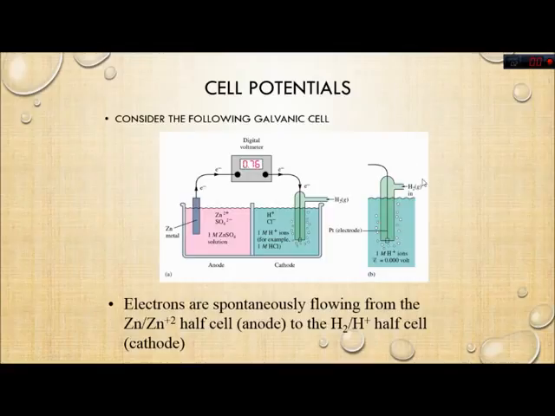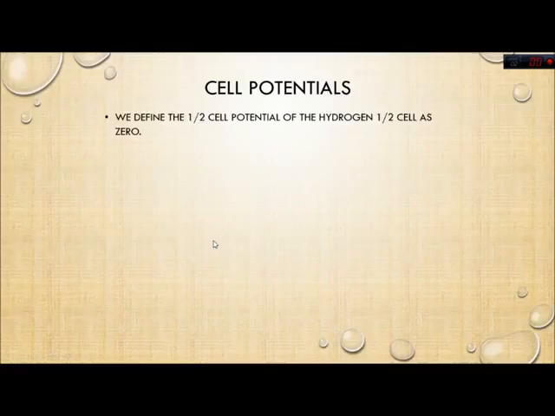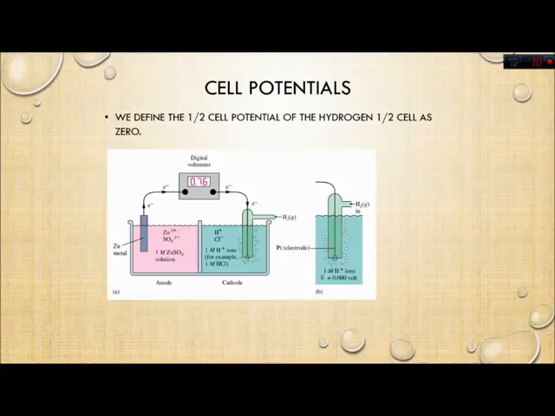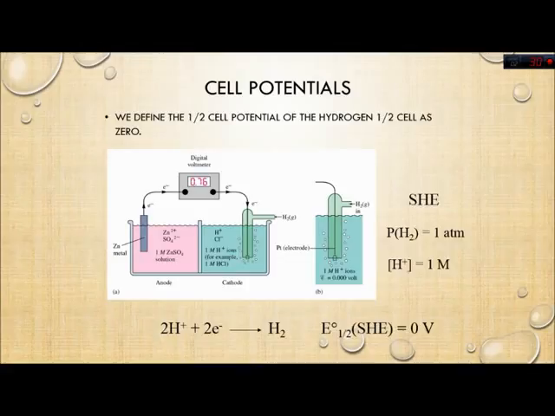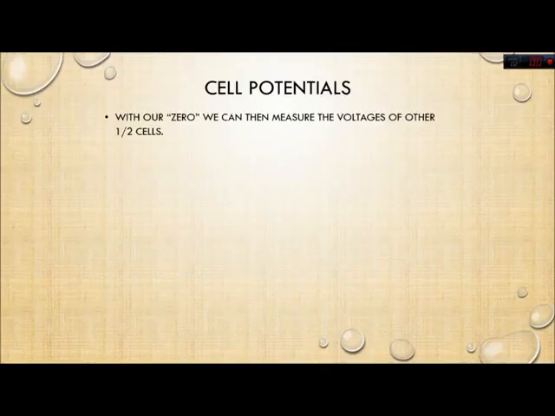Now this hydrogen electrode is used in this case, and hence we will know the inherent property of this Zn. We define the half cell potential of the hydrogen as 0 always. In this case also we have defined it as 0. At 1 atmosphere, H plus concentration of 1 molarity, we have 2H plus + 2e minus gives H2, and it is given as 0. Now we can measure the voltage of other cells considering that standard hydrogen electrode as 0.